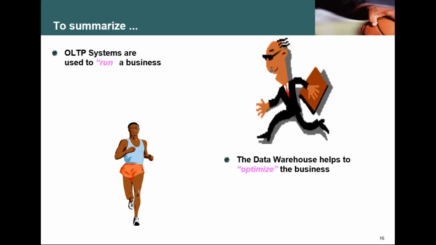So ultimately, to summarize, OLTP systems are used to run a business. A data warehouse is to optimize the business. For day-to-day actions, you need OLTP systems, OLTP databases. But to improve your business and enhance your business methodologies, you need a data warehouse. Ultimately, a data warehouse is a decision support system. OLTP is a day-to-day transaction processing system.